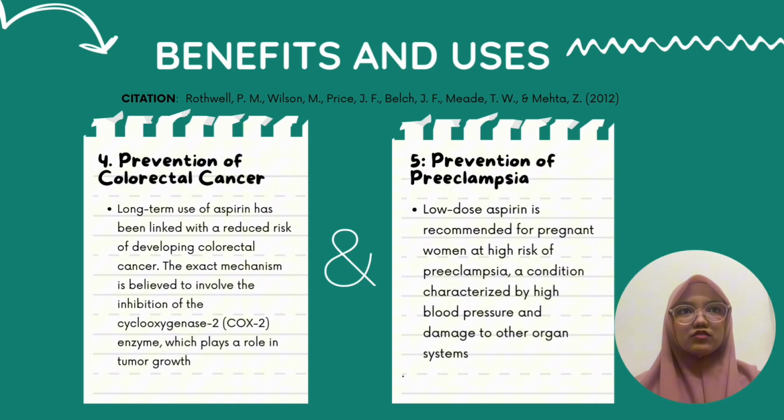Besides that, it can also be used as the prevention of colorectal cancer. Long-term use of aspirin has been linked with a reduced risk of developing colorectal cancer. The exact mechanism is believed to involve the inhibition of the cyclooxygenase 2 enzyme, which plays a role in tumor growth. Lastly, aspirin can be used as the prevention of preeclampsia.